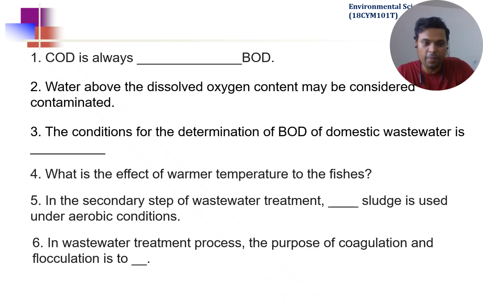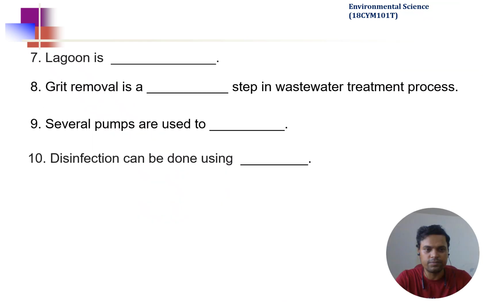In the secondary step of wastewater treatment, activated sludge is used under aerobic condition. In the wastewater treatment process, the purpose of coagulation and flocculation is to remove bacteria. It is basically like a sedimentation tank, where you slowly remove all these bacteria.